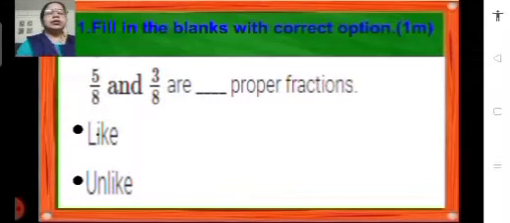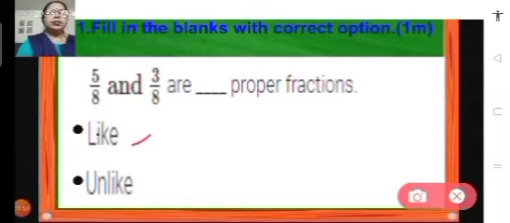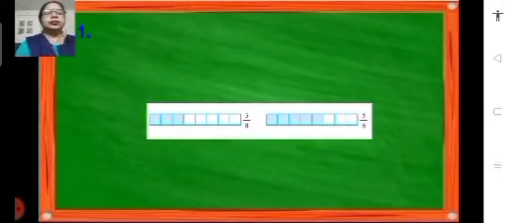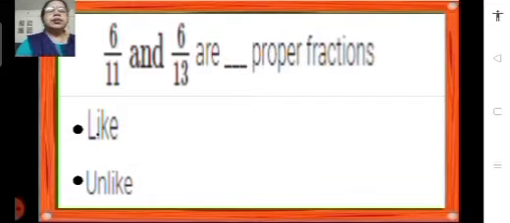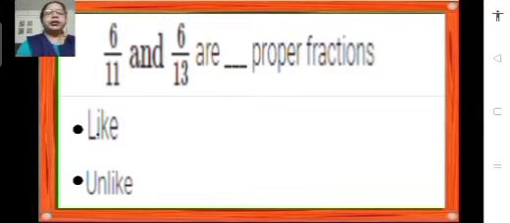Let's move on to the next question. Fill in the blanks with correct option. 5 upon 8 and 3 upon 8 are dash proper fractions, isn't it? When we have same denominators, they are like fractions, isn't it? That means they are like proper fractions. Next question. 6 upon 11 and 6 upon 13 are dash proper fractions. That means they are unlike proper fractions. When the denominators are not same, they are unlike proper fractions, isn't it?